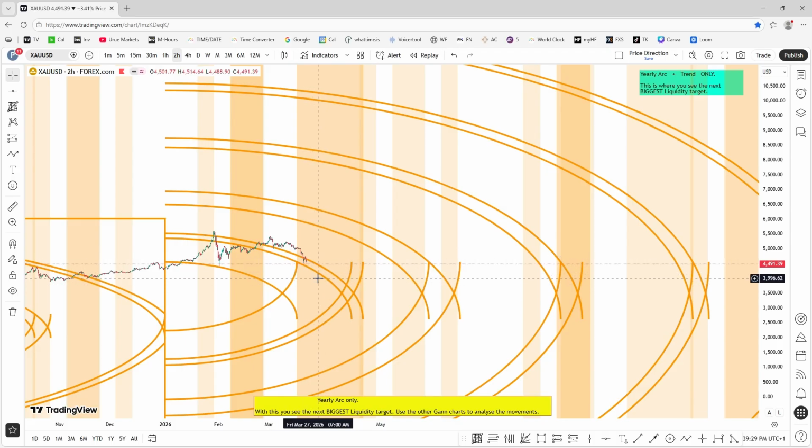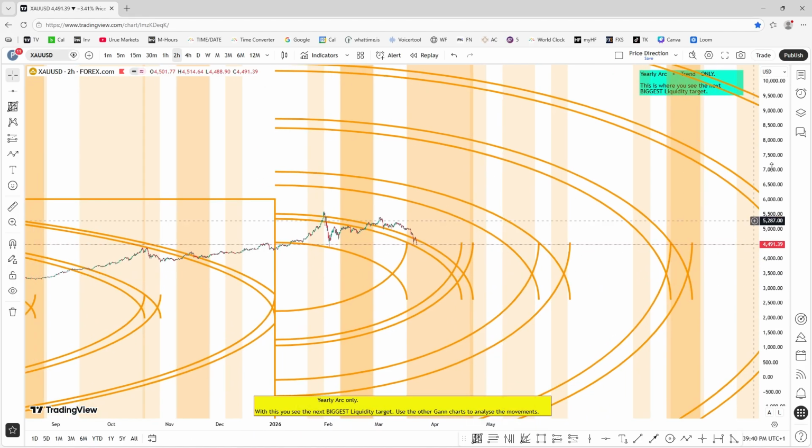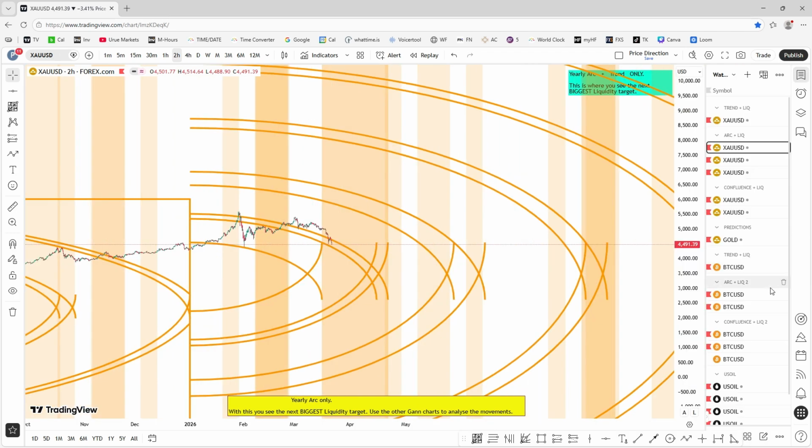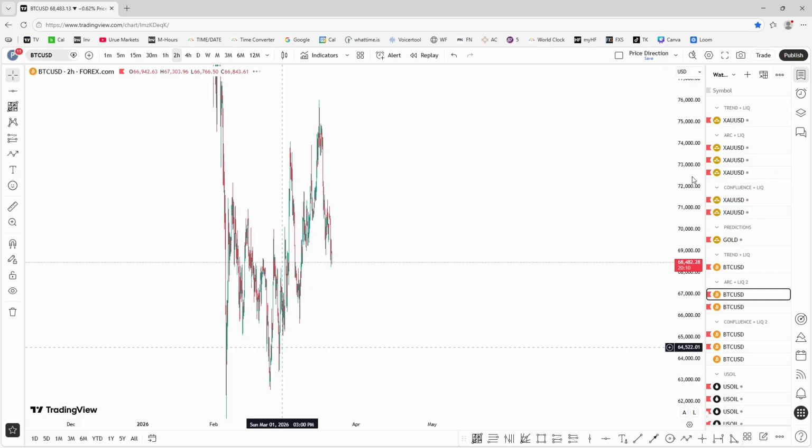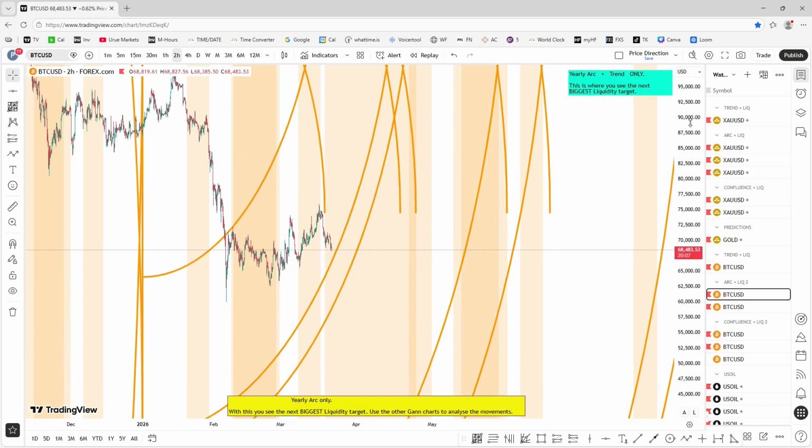It may drop a little more under this arc. And remember, when it drops under an arc, it's to pick liquidity hidden under there and then rise up again. So that is it. Now let's switch over to Bitcoin and show you how to understand what has been happening to Bitcoin and what will happen to Bitcoin in the future, just by looking at our Gann arc.